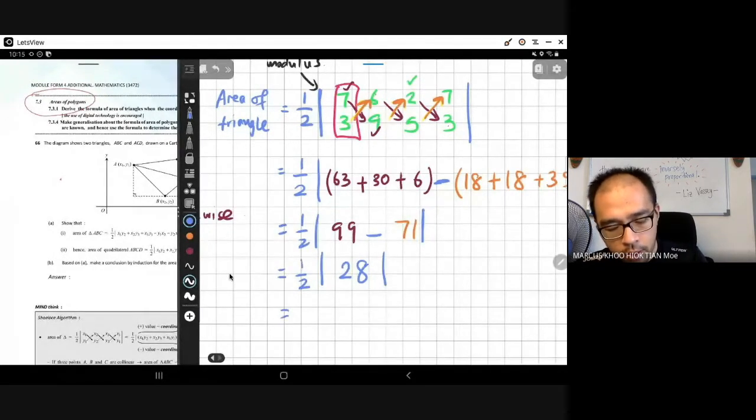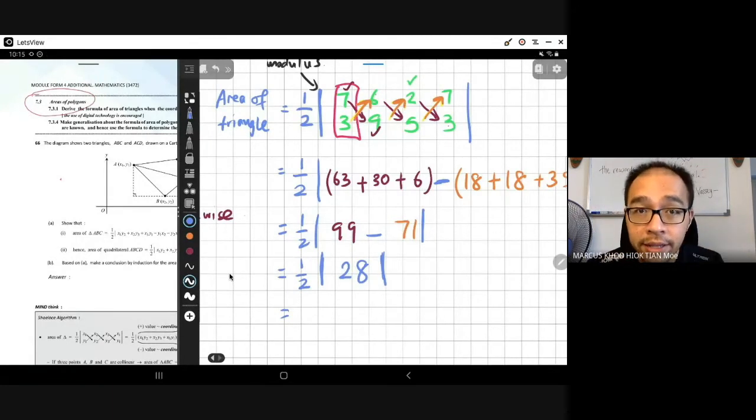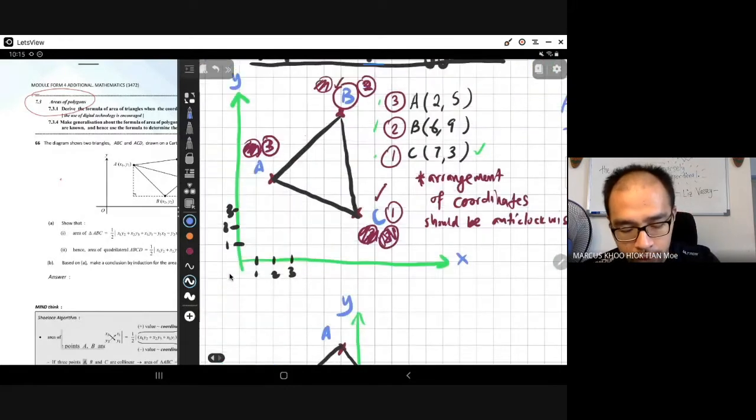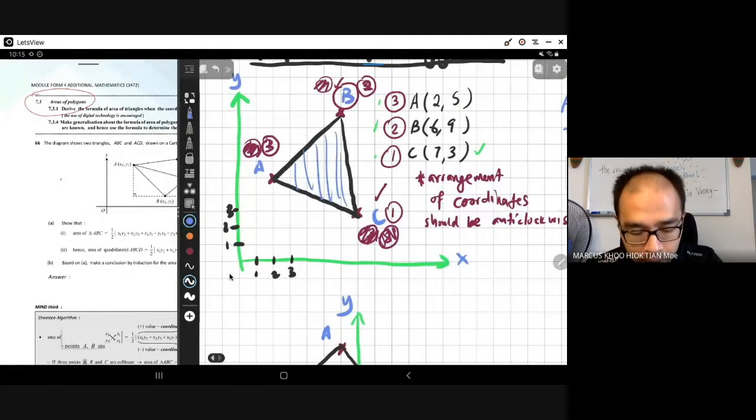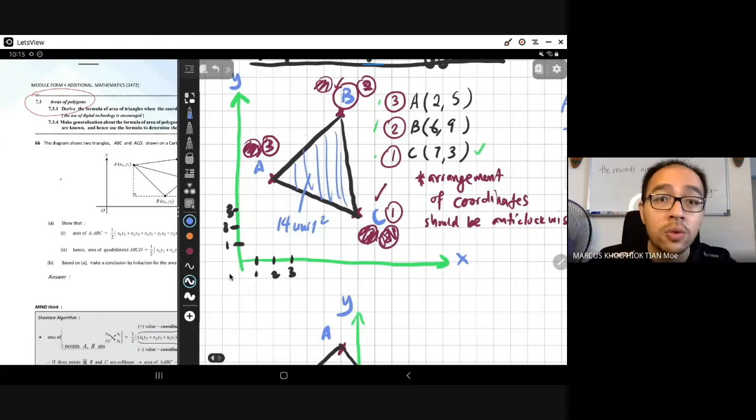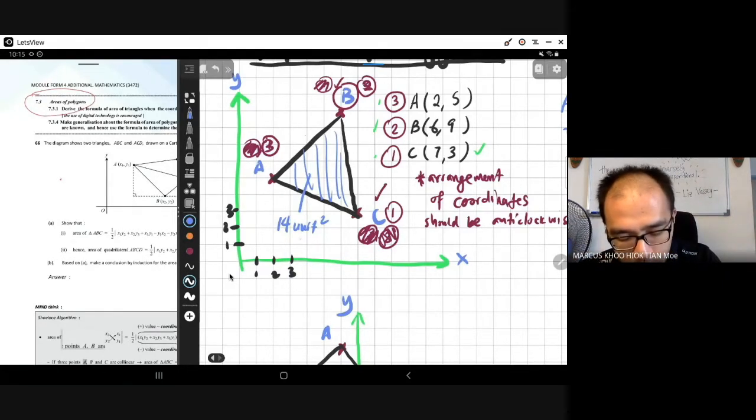Okay, so now remember what the modulus does? The modulus changes everything that is negative to become positive. But since this is already positive, it doesn't matter. So 1 over 2 times 28 will give you 14 unit squared. That means this triangle over here, the area is 14 unit squared. We cannot say cm squared now because there is no cm over there. We are using coordinates. So when we use coordinates, we don't say cm, we say unit squared.